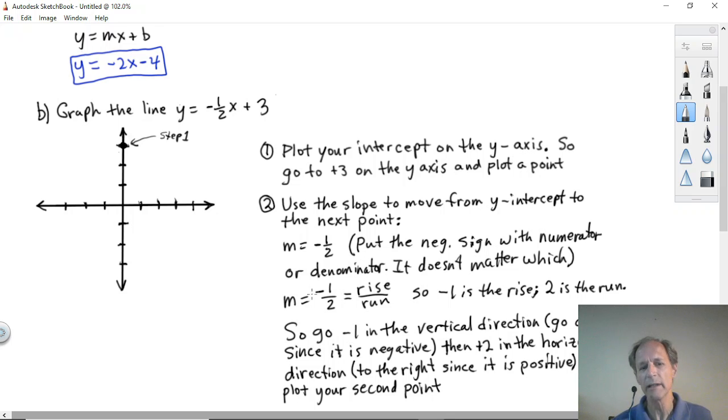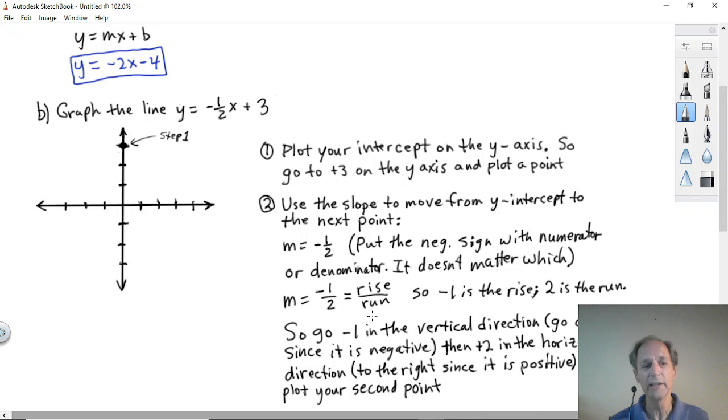Okay, so in this case I put it with the numerator, and then I know that the slope is the rise over the run. So negative 1/2 is the rise over the run. Negative 1/2 specifically, because we decided to put the negative sign with the numerator, that is with the 1. So negative 1 is the rise, okay, and 2 is the run. Again, negative 1/2 is the rise over the run, so negative 1 is the rise, 2 is the run.